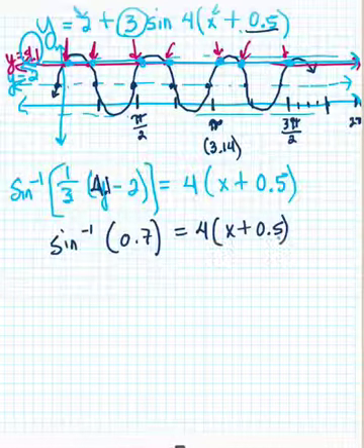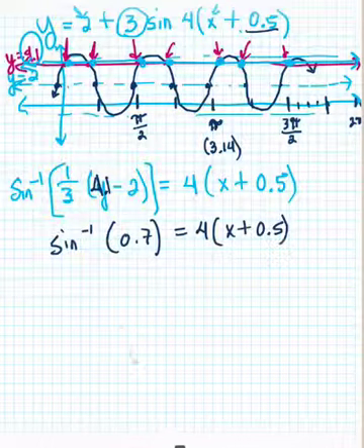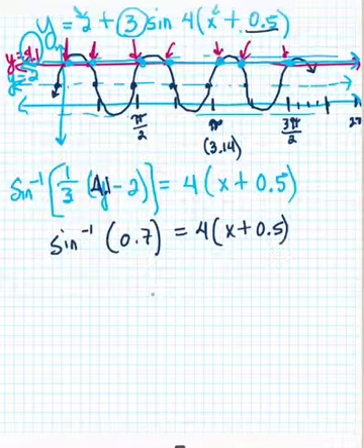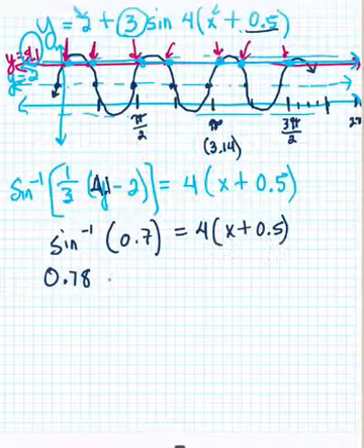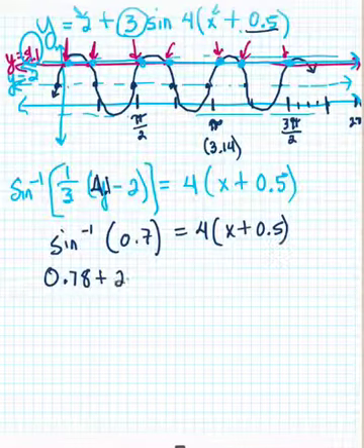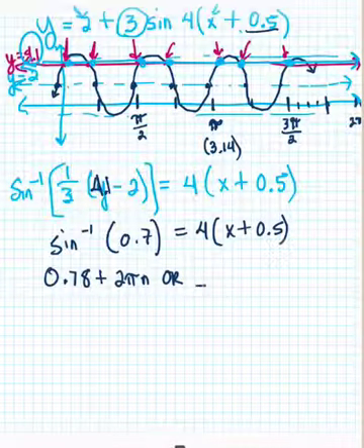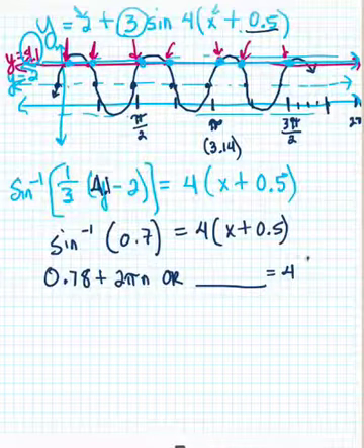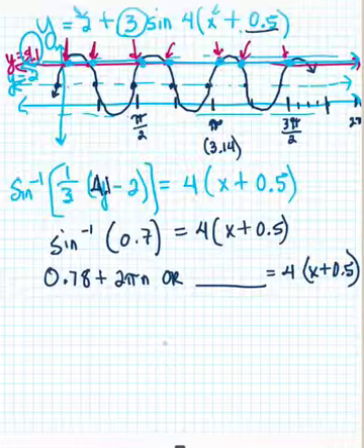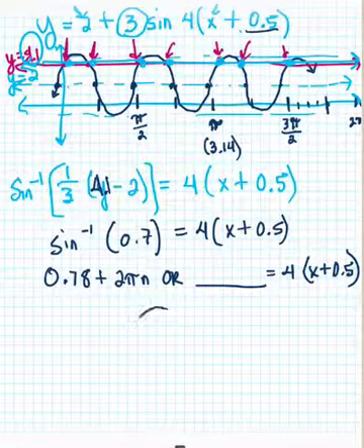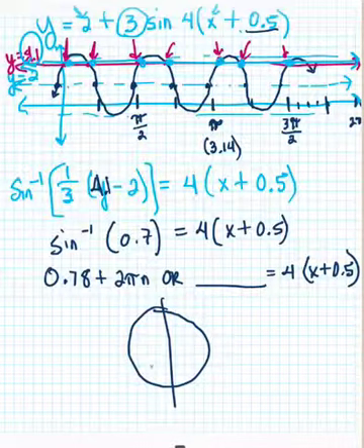This is the tricky part right here, the sine inverse of 0.7. The problem here is, let's think about what it is. It's going to be 0.78, let's say. That's going to be one possibility, plus 2 pi n. But the problem is, what is the next possibility? With the sine, this gets a little bit on the tricky side, because it's not like the cosine where you can just do positive or negative 0.78.